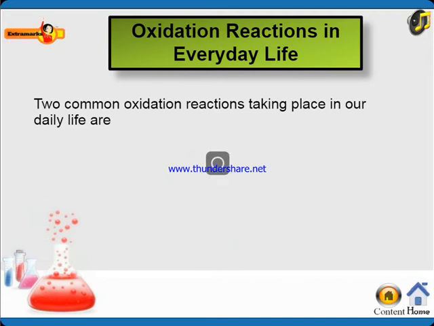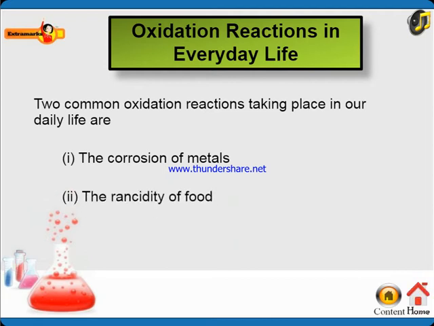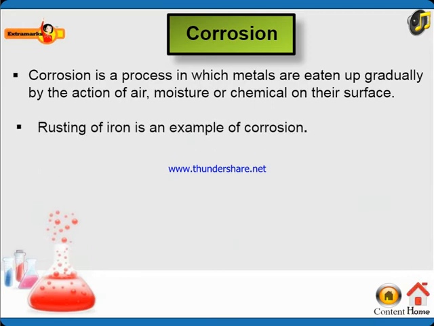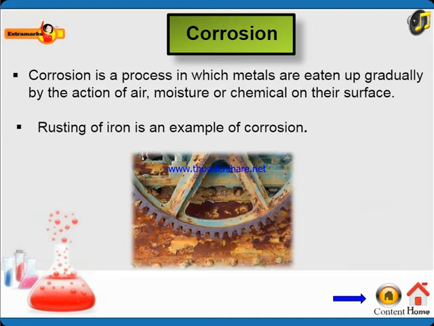Two common oxidation reactions taking place in our daily life are the corrosion of metals and the rancidity of food. Corrosion is a process in which metals are eaten up gradually by the action of air, moisture, or chemicals on their surface. Rusting of iron is an example of corrosion.